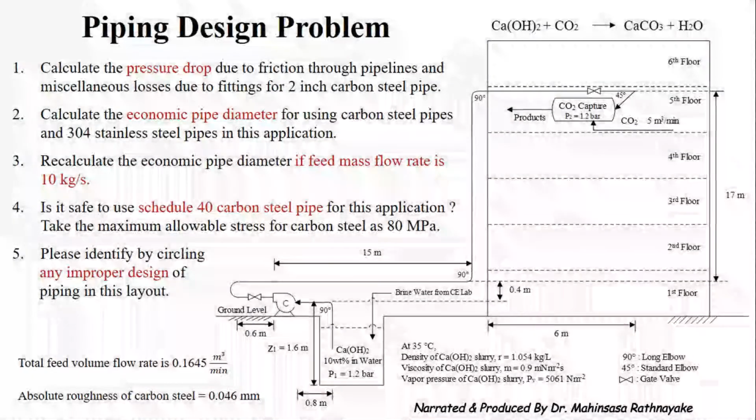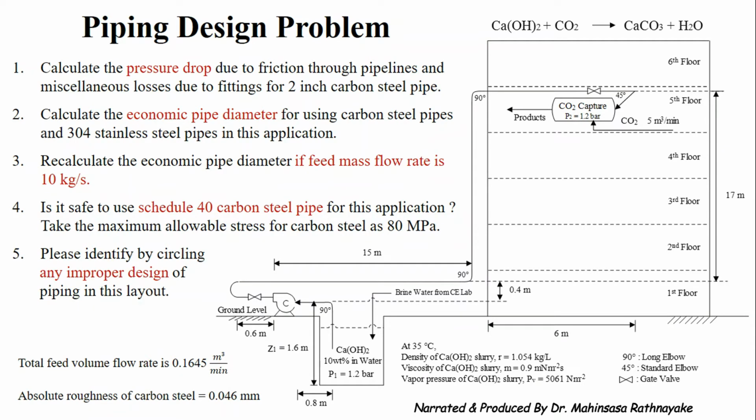Next, let's work out another example to practice and understand more about pump and piping simulations in Aspen Plus software. In question number 1, we need to calculate the pressure drop due to friction through pipelines and miscellaneous losses due to fittings for 2-inch carbon steel pipe. In question number 2, we need to calculate the economic pipe diameter for using carbon steel pipes and 304 stainless steel pipes in this application.